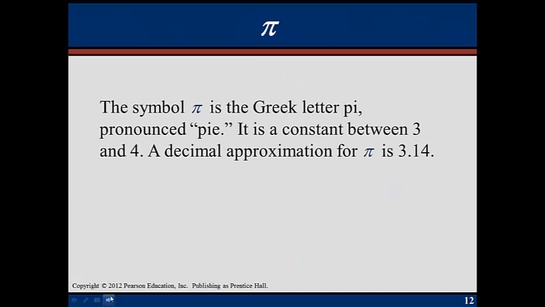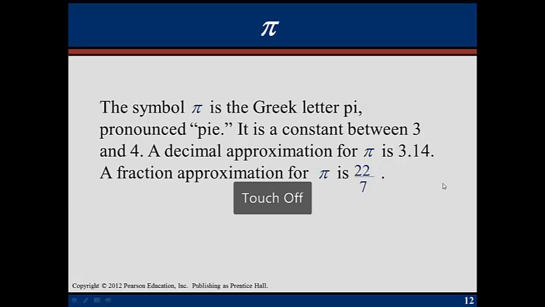Now pi is a Greek symbol. It literally stands for pi, P-I. It is a number between 3 and 4, and the decimal has an approximation of 3.14. As a fraction, it is approximately 22 over 7.